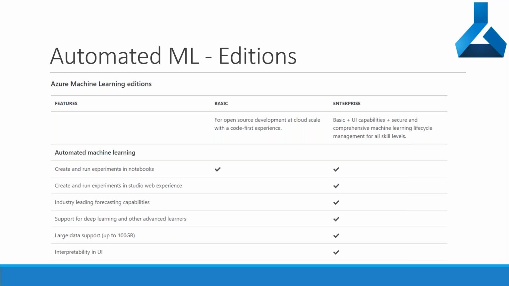When it comes to the editions, there are two versions of automated ML available. One is basic, where you can create and run experiments in notebooks. The enterprise edition provides all the capabilities, including the UI capabilities where you can create your automated machine learning model just through the user interface, which I'll be demoing today. The notebook capability is for when you still want to create your Python or R scripts to build your machine learning models; you have that capability also.